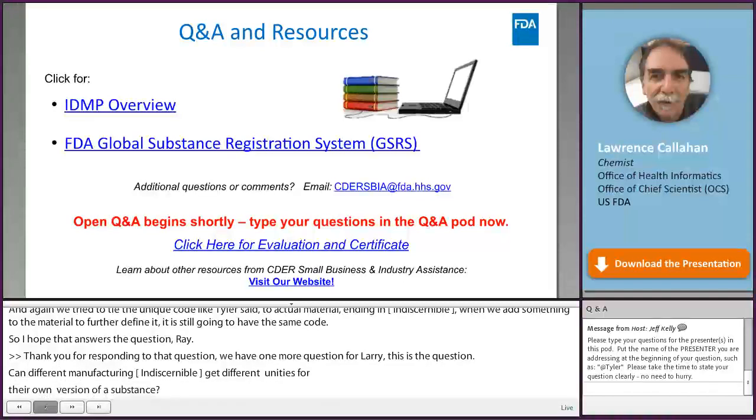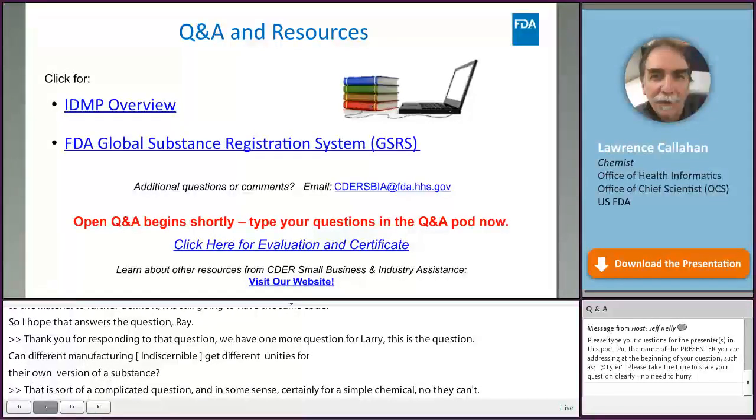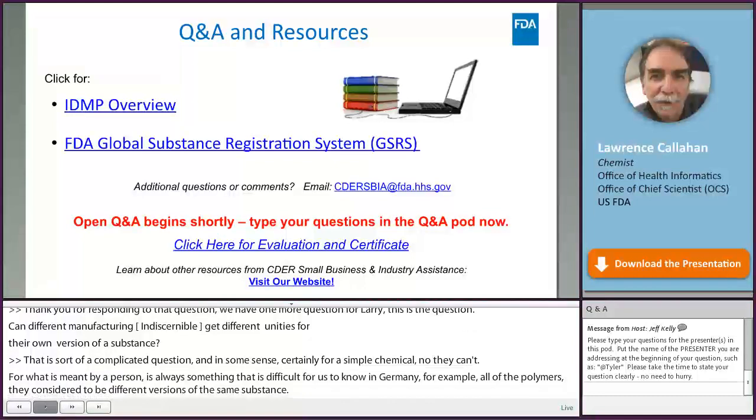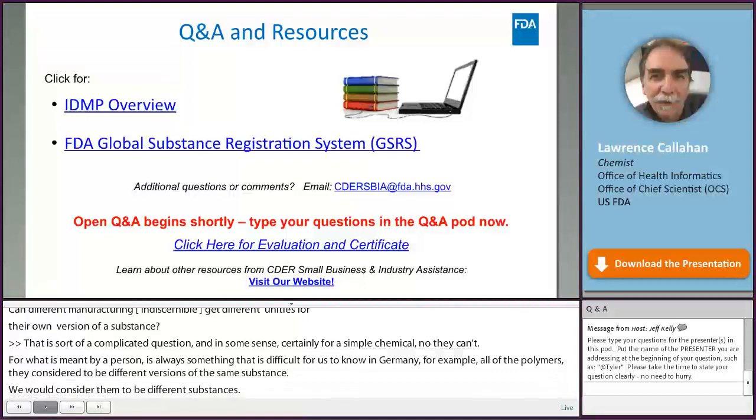And in Germany, for instance, like all the PEG polymers, they consider PEG 2000 and PEG 4000 to be different versions of the same substance. We would consider them to be different substances. So again, for different manufacturers, it's not tied. The UNII is not tied to a manufacturer. It's really tied to the material. And so different versions of the substance wouldn't get a different UNII.